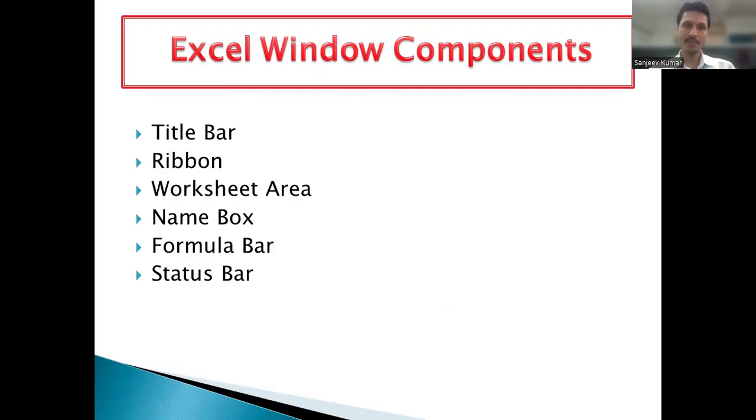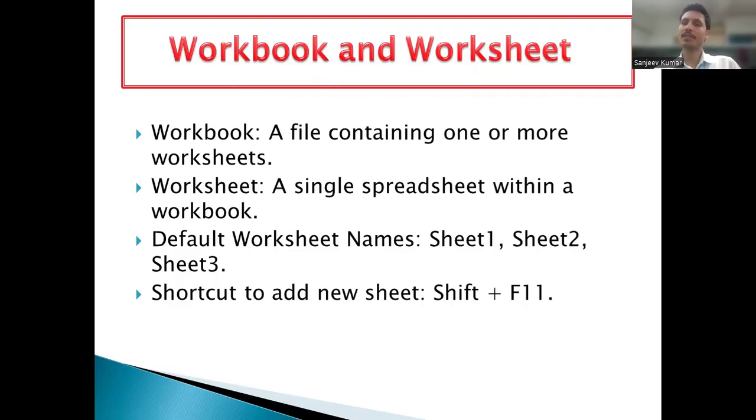The Excel window components are the title bar, ribbon, worksheet area, name box, formula bar, and status bar. These are all features of Excel, and these window components are very essential and important. Next is the workbook and worksheet. What is the difference between them? A worksheet is a single spreadsheet within the workbook. If you are working on one individual spreadsheet, it is called a worksheet. If there is more than one worksheet, it is called a workbook.